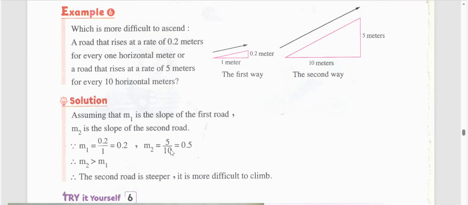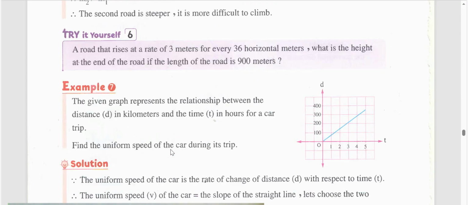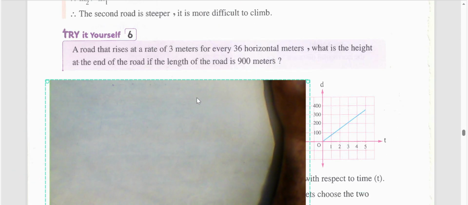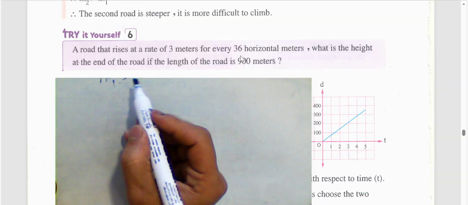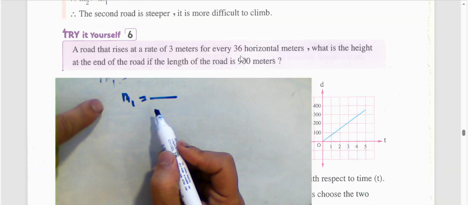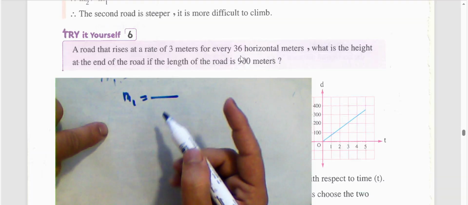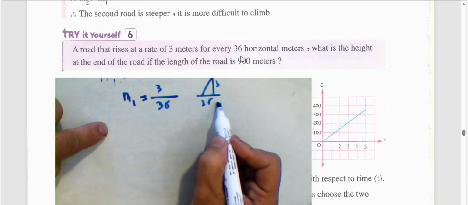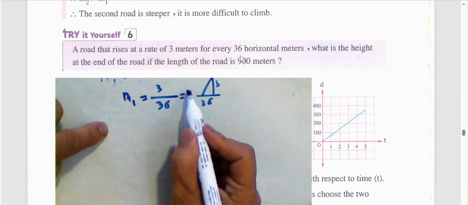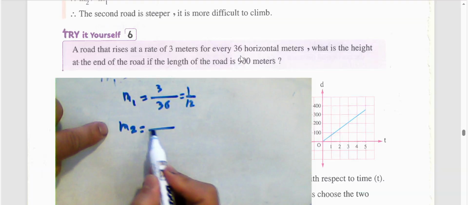In this question we can compare between slope 1 and slope 2 to find the curve. The road rises at a rate of 3 meters for every 36 horizontal meters. We can write slope 1 equals vertical over horizontal. We have vertical and horizontal, 3 meters per 36 meters. Then the slope here is 1 over 12. Slope 1 and slope 2.